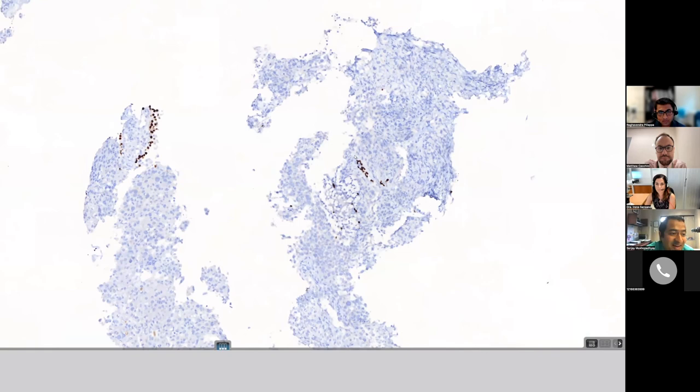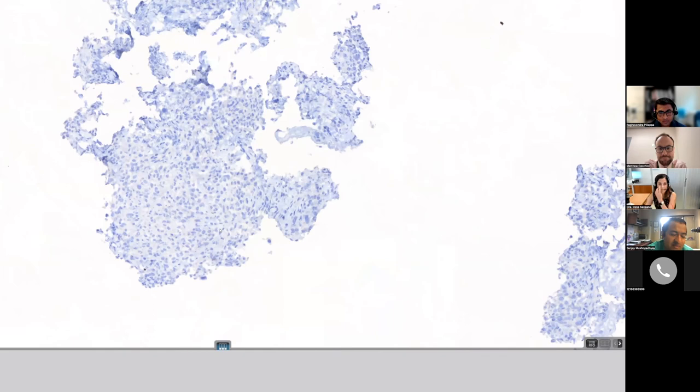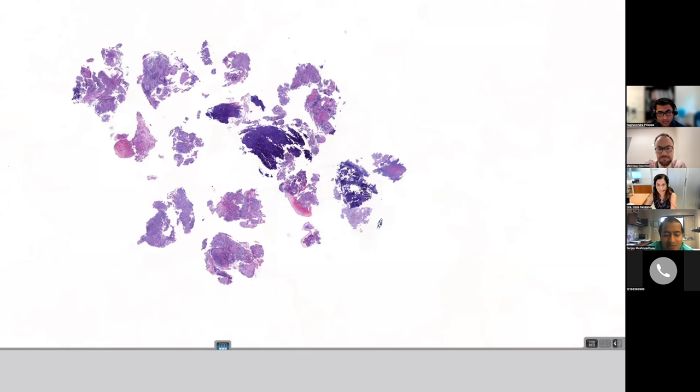The second great point is that it's very easy to overcall sarcomatoid because it's very subjective, in the eye of the beholder. There is a lot of variability in what looks sarcomatoid to one person and doesn't to the other. It might be that this is just high grade, poorly differentiated, and that's why it looks funny.